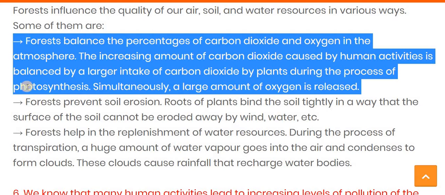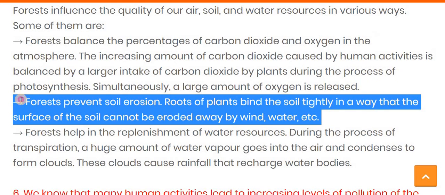The second point is that forests prevent soil erosion. As we discussed in a previous question and answer, the roots of the plants bind the soil tightly, in a way that the surface of the soil cannot be eroded away by wind, water, etc.